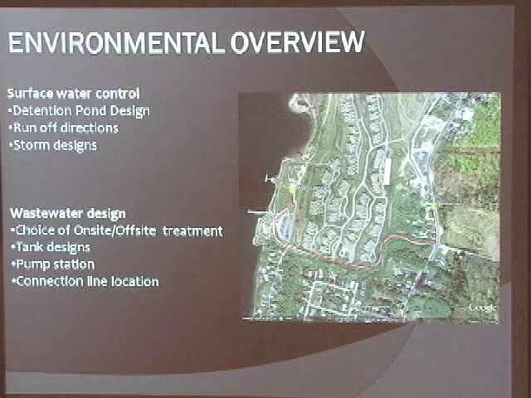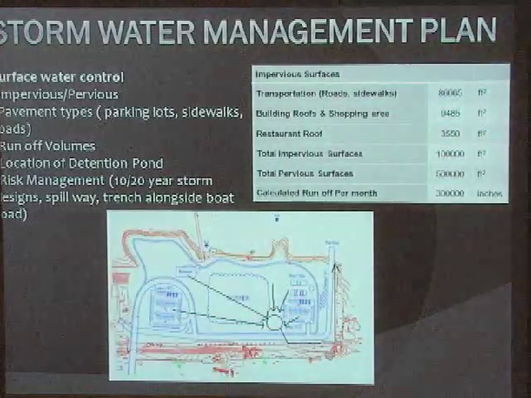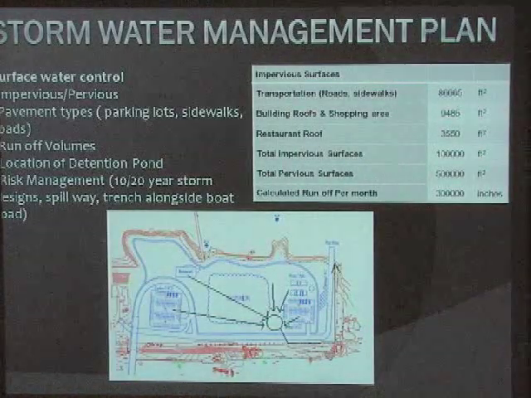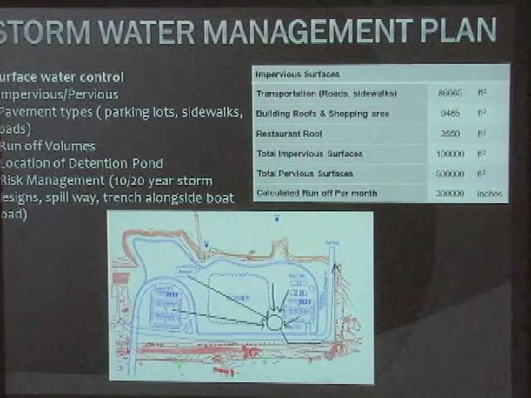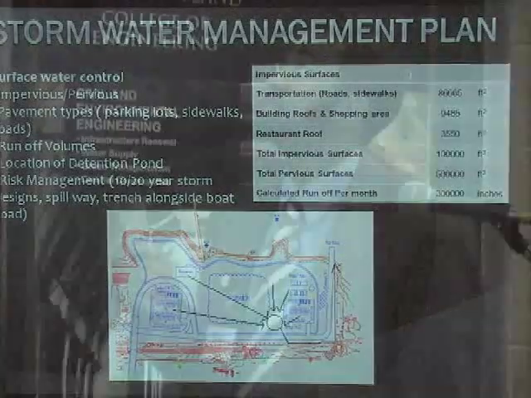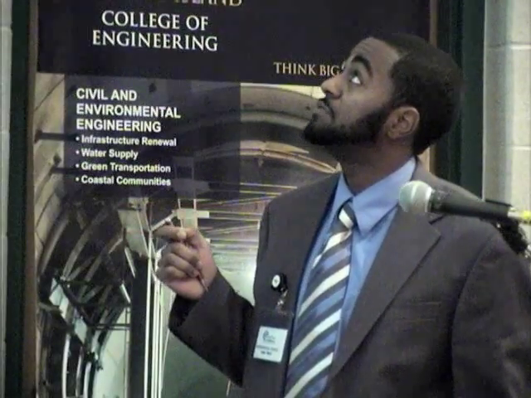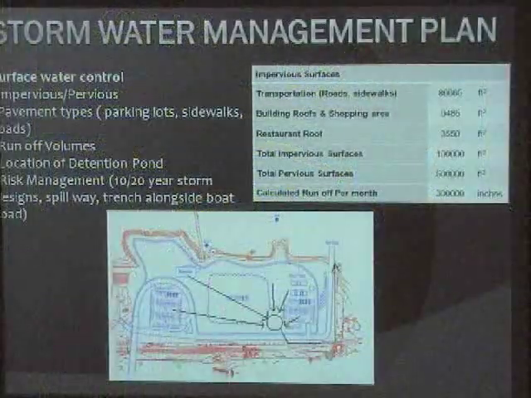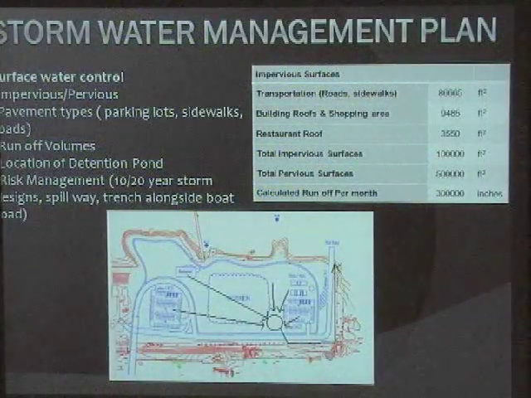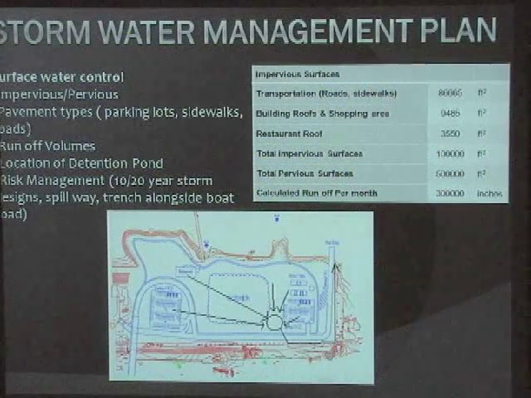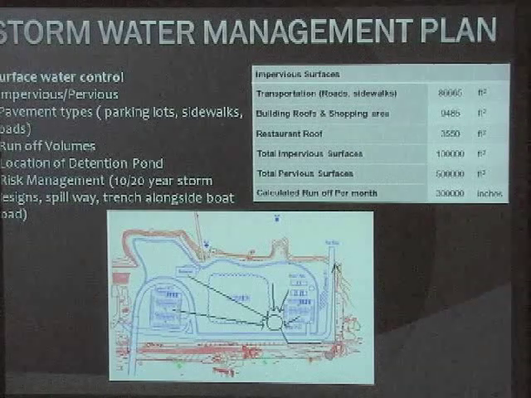All right, first with stormwater management. We have pervious and impervious. We decided to keep the amount of impervious to a minimum, and we kept it to about 100,000 square feet. Some of the impervious surfaces were the transportation, which was roads and sidewalks, the building roofs, and also the restaurant roof. The pervious area was about 500,000 square feet, and this accounted to a total runoff of about 30,000 inches based on 4 inches of monthly rainfall.